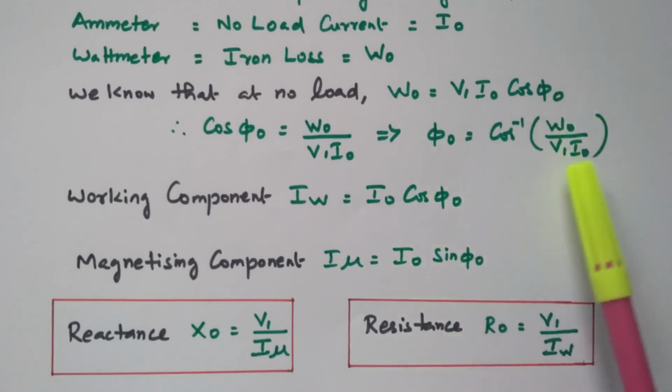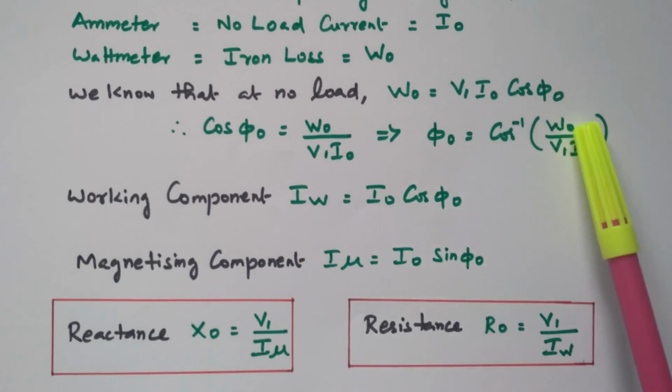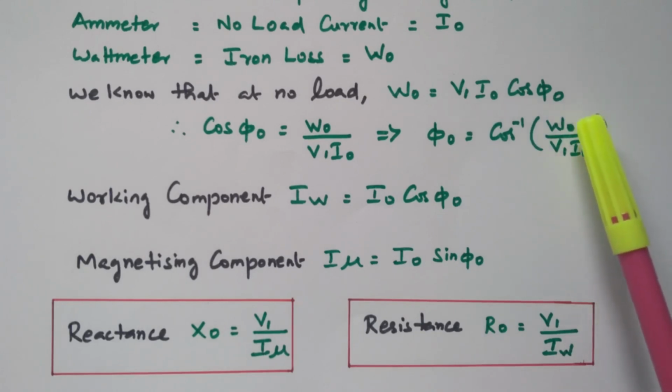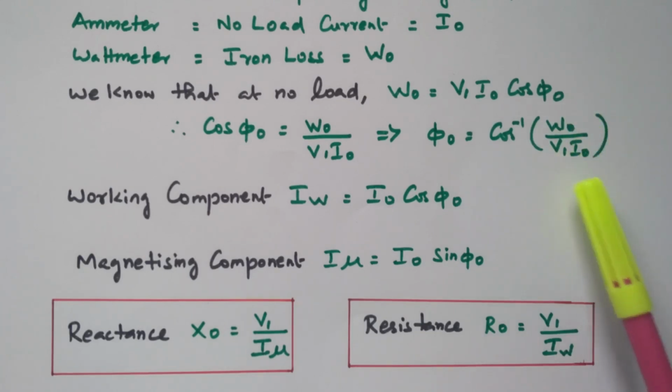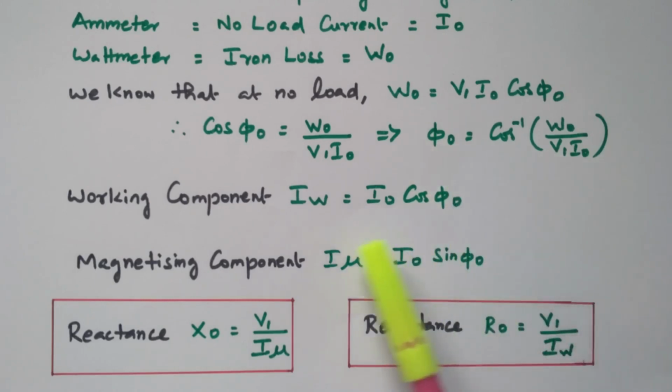Here we have W naught equals V1 I naught cos phi naught. W naught is nothing but the power, the wattmeter reading. That is nothing but the power input to the primary winding. That refers only to iron loss, because the current is very low, we can neglect the copper loss, right. So from the wattmeter reading, voltmeter reading, and ammeter reading, we calculated phi naught. From there we calculated IW and I mu. From there we calculated X naught and R naught.